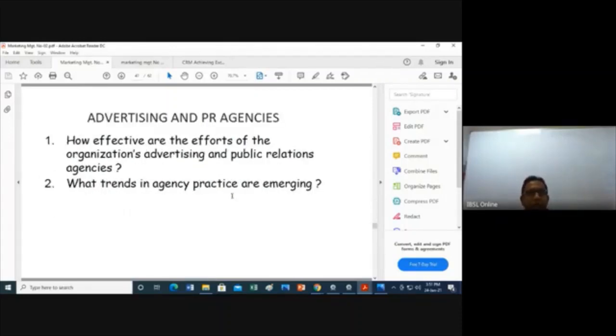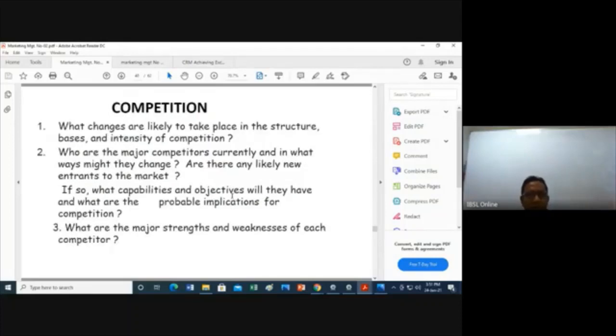Advertising and PR agencies. How effective are the efforts of the organization's advertising and public relations agencies? What trends in agency practice are emerging? The competition. What changes are likely to take place in the structure, basis, and intensity of competition? Who are the major competitors currently, and in what ways might they change? Are there any likely new entrants to the market? If so, what capabilities and objectives will they have, and what are the probable implications for competition?